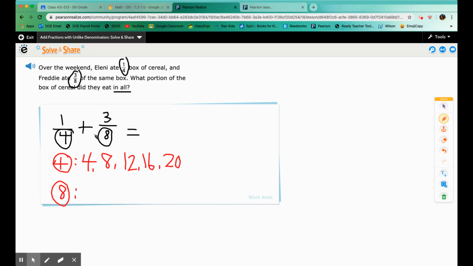4, 8, 12, 16, 20. Now I'm going to make a list of 8. 8, 16, 24, 32, 40. So now let's look at the list of 4s and the list of multiples of 8 and find the one that's in common, the same. So let's see. Okay, here it is, the 8. The 8 is the common multiple. So we're going to change the denominators of 1/4 and 3/8 into 8.